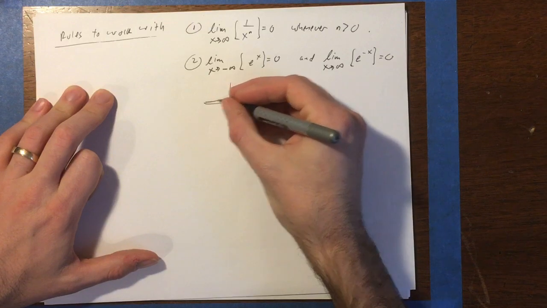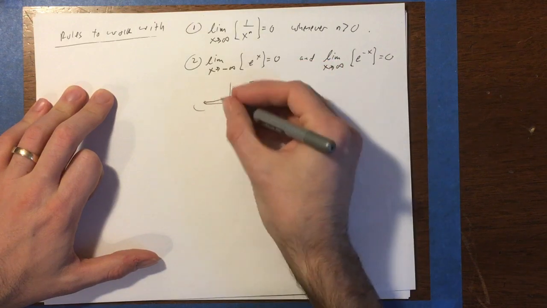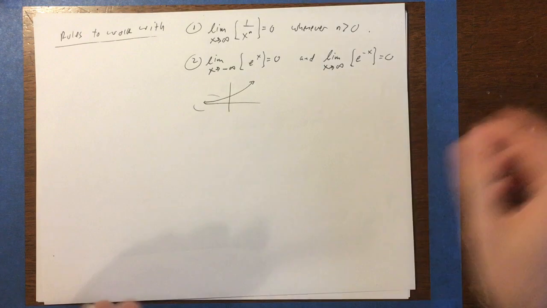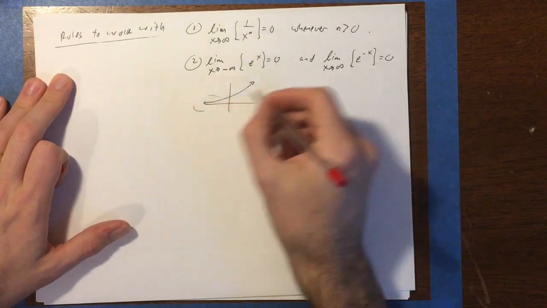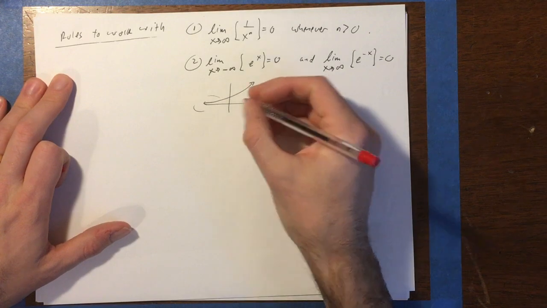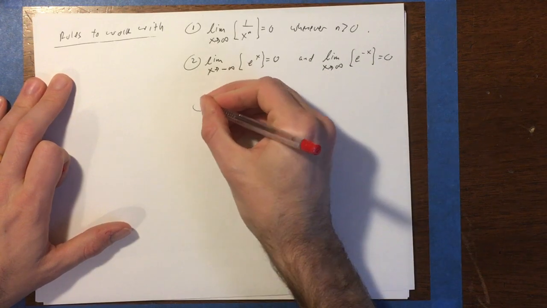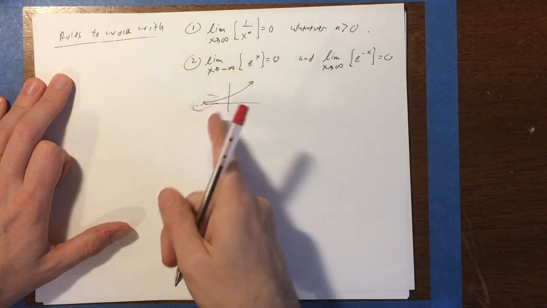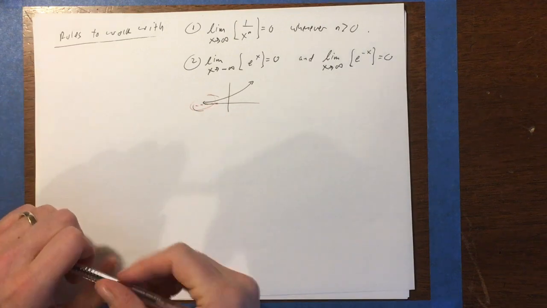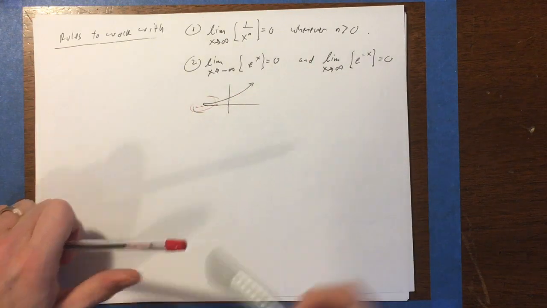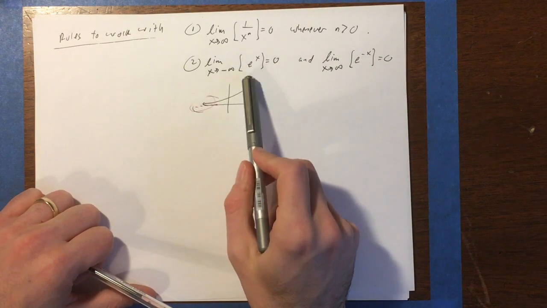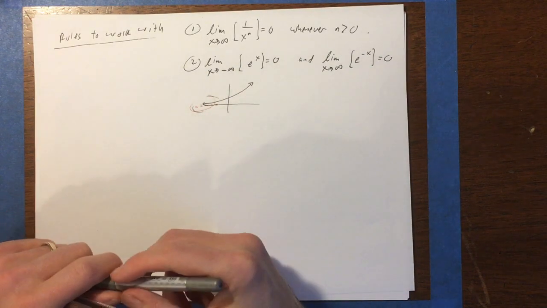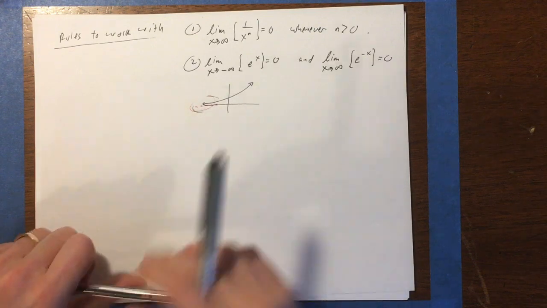The second rule is for the e to the x function, which this is true for e to the x, but this is also true, in fact, for any exponential function a to the power x when a is greater than 1. So for the e to the x function, it looks like this, and there's a horizontal asymptote over here at 0, but just on the left side. Right? On the right side, it diverges to infinity. So the rule is the limit as x approaches negative infinity of e to the x is 0. Okay? It's got that asymptote just on the left.